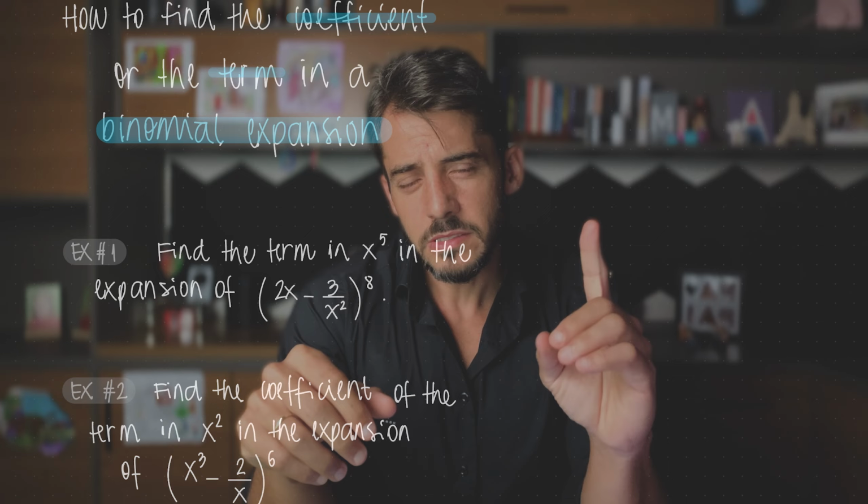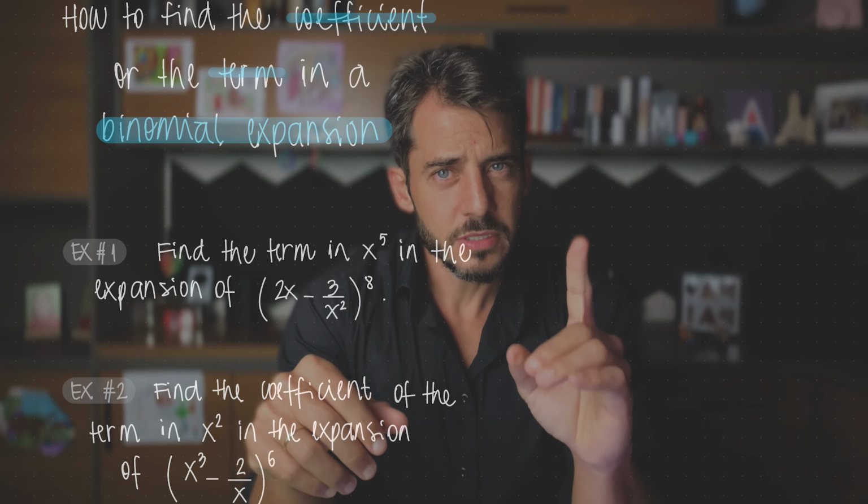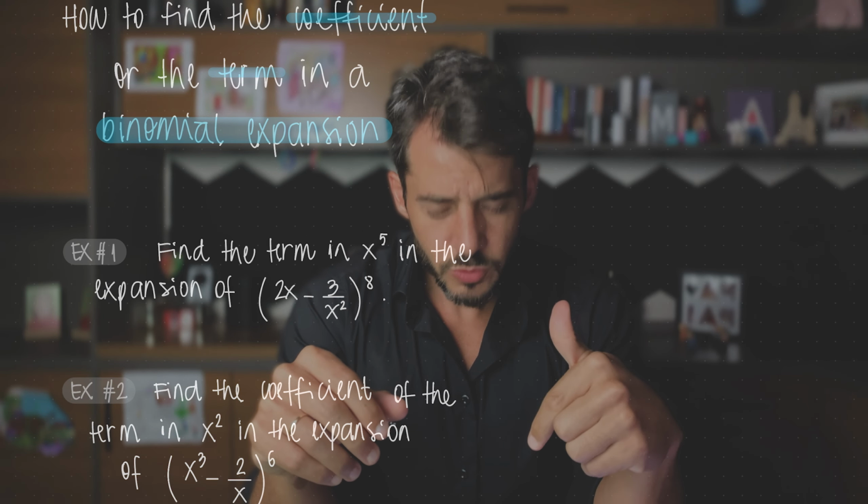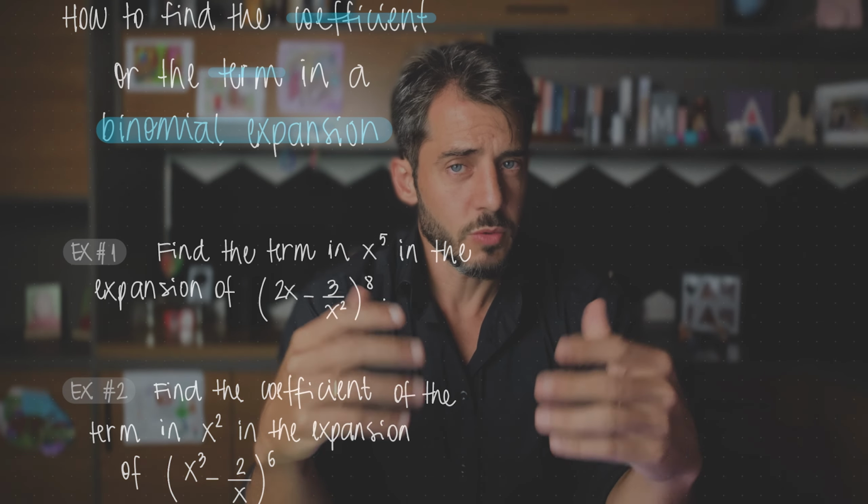Hey guys, one of the most common types of IB math exercises involving binomial expansions is the one that asks you to find a term or a coefficient in a given expansion. Now, they do not ask you to find every possible term, so not doing the full expansion. They do not require you to go through the full expansion. They're only concerned with one specific term. Now, these are the two examples that we're going to work with.